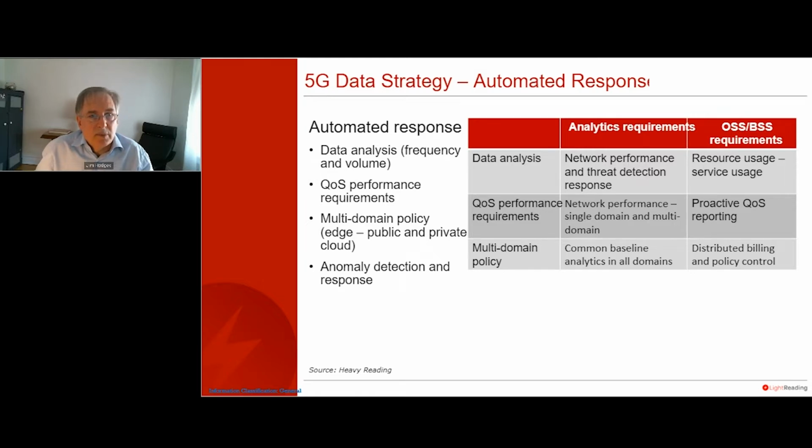And then the OSS/BSS side, you have to think about proactive QoS reporting, being able to make sure that holistically you're providing a common level of services across any network. And then the multi-domain policies, being able to apply policies, whether it's security or services policies, that means you're going to need a common baseline analytics in all domains. And the same thing with billing, you need to be able to support distributed billing and policy control. So a number of considerations, and a lot of this is going to be looking at using automated response to help with that strategy.